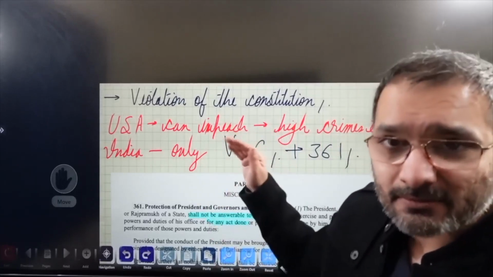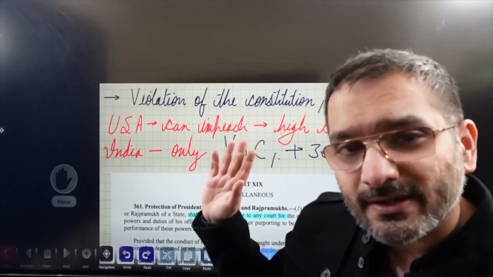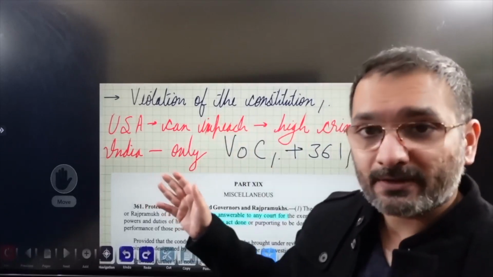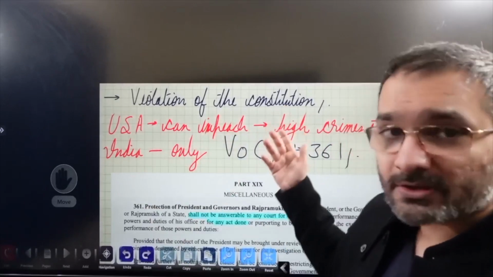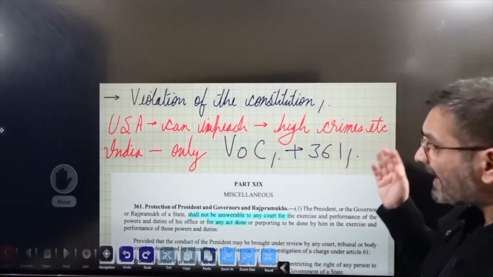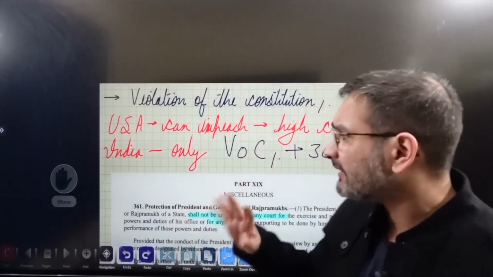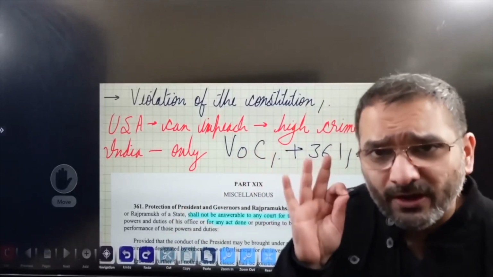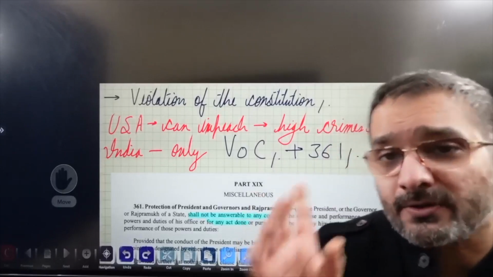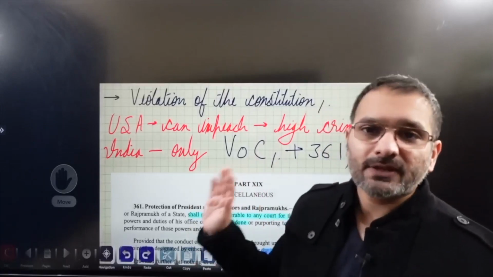When we discuss the impeachment procedure, it will become more clear, because the impeachment procedure does not go to the Supreme Court, does it? It's only discussed by the houses of parliament, right? So if the president violates the constitution, he can be impeached. In the USA, you can impeach him for high crimes, for example if he's taken some money from someone. In India, the only ground on which you can impeach the president is violation of the constitution. And remember, this does not say misbehavior. It's violation of the constitution.